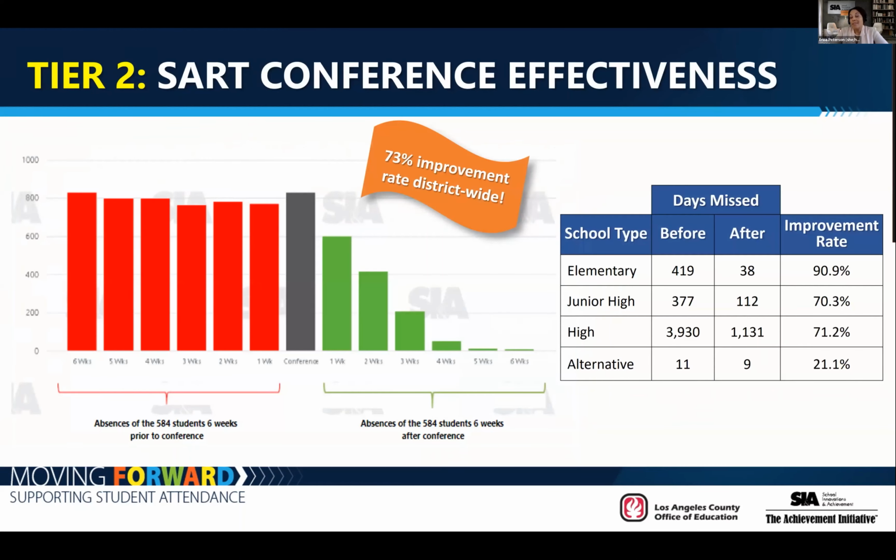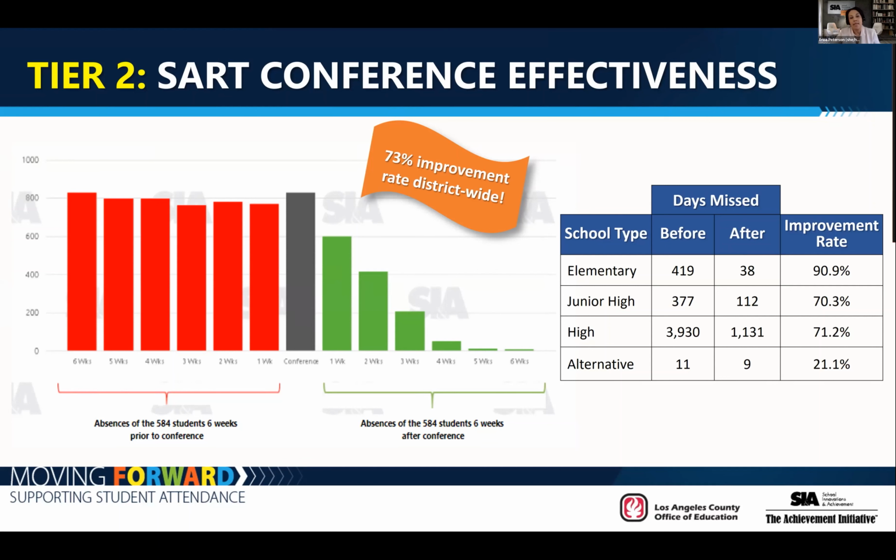So for most districts, if absences aren't remediated through some of those calls, texts, emails, letters sent home, et cetera, then for students that continue to incur absences, usually a Tier 2 intervention would be a SART, right? Getting with that family to talk about attendance. So again, this is looking at an actual district partner. And what we're looking at here on the chart, the bar chart on the left, shows the average absences in red 6 weeks before SART, then the SART taking place, and then the absences after SART. And we see a really dramatic improvement.